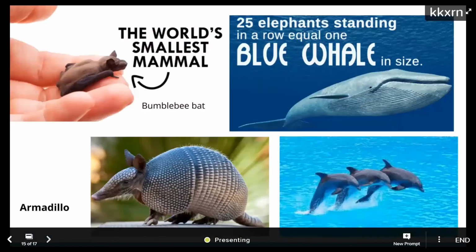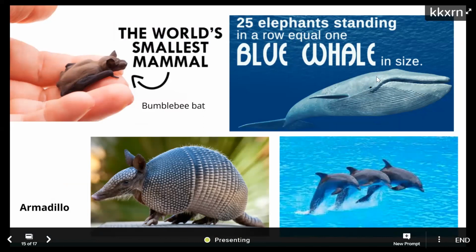Let us see the bumblebee bat. This is the bumblebee bat. It's really small, the smallest mammal on world. This one in here, it's still a mammal. Imagine this one is giving birth to the live youngs and how small they should be.